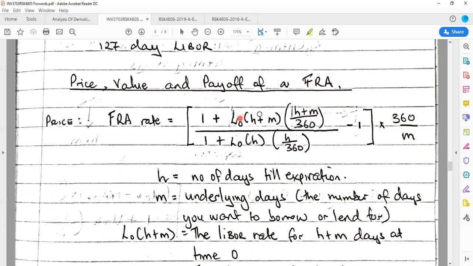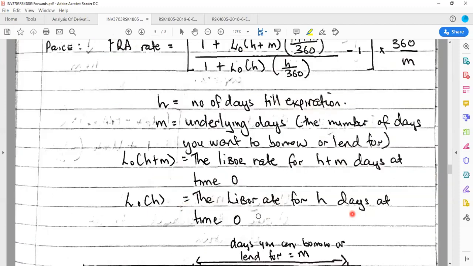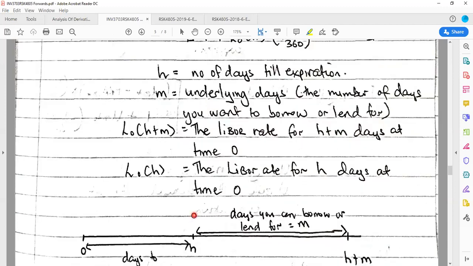And then L0(H+M), this is the LIBOR rate for H plus M days at time 0, meaning this is the interest you get charged, the London interbank rate you get charged at time 0 if you borrow money for H plus M days. L0(H), this is the LIBOR rate for H days at time 0. So this is the interest you get charged for borrowing money today for H days at time 0 between interbank banks.